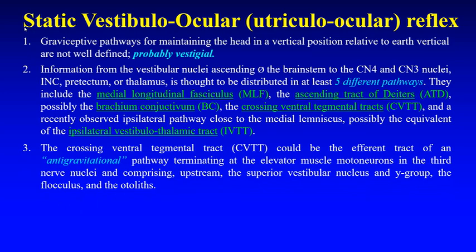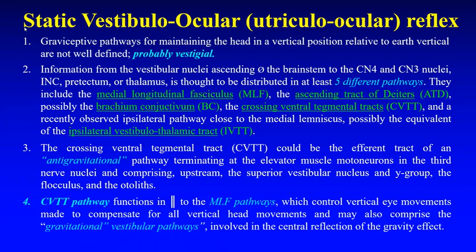The crossing ventral tegmental tract, CVTT, could be the efferent tract of an anti-gravitational pathway terminating at the elevator muscle motoneurons in the third nerve nuclei and comprising upstream the superior vestibular nucleus and Y group, the flocculus and the otoliths. CVTT pathway functions in parallel to the MLF pathways, which control vertical eye movements made to compensate for all vertical head movements, and may also comprise the gravitational vestibular pathways involved in the central reflection of the gravity effect.